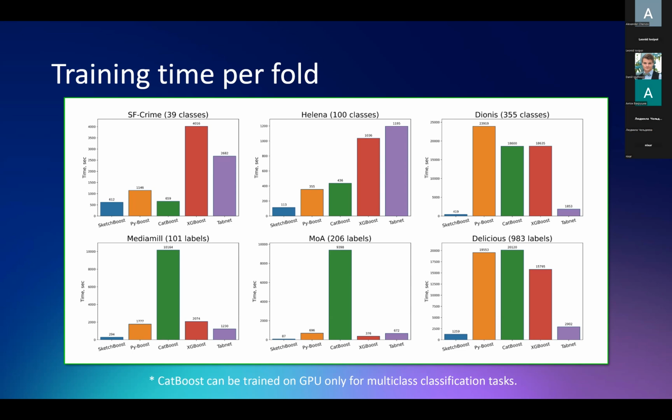The reason is that CatBoost at that time, I don't know how the situation is now, but a year ago, CatBoost could train multi-label only on CPUs. So that's why the implementation for CatBoost multi-label is not really fair. They are slow not because of the algorithm. It's just the difference of CPU versus GPU.